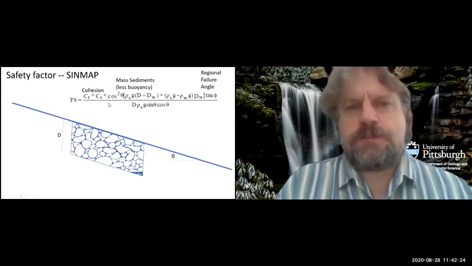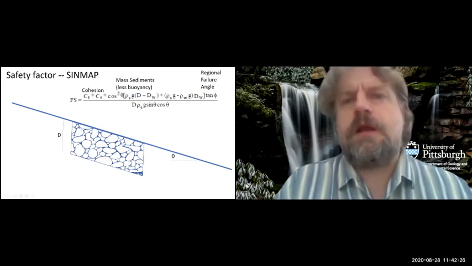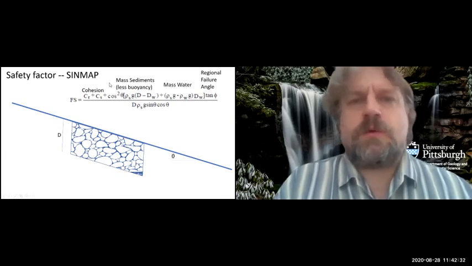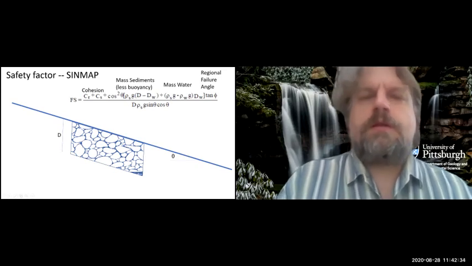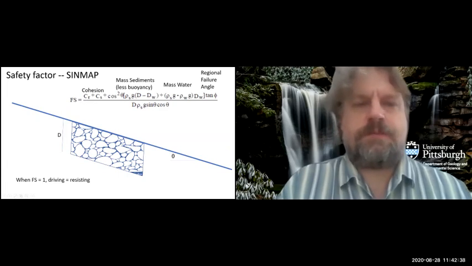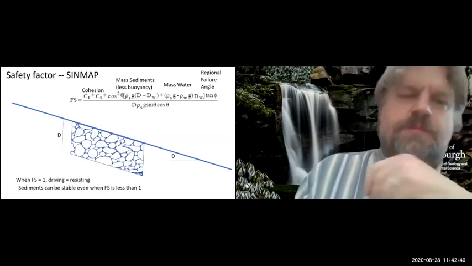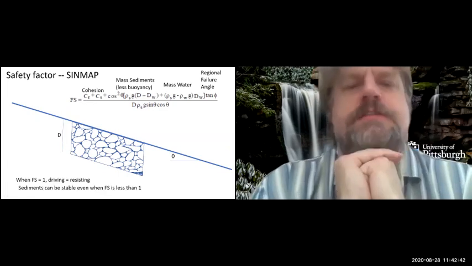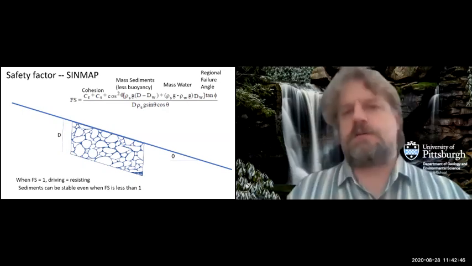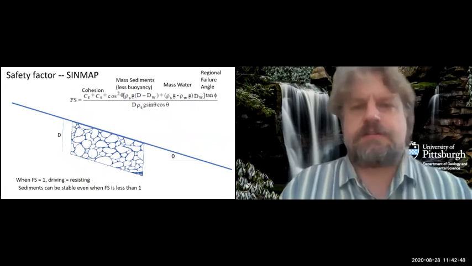You can see, I told you we needed to do this for the trigonometry, the density, less the buoyancy, the mass of the water. So this is what's holding the sediments. This is what's driving the sediments. So when you have a 1, you're about the same. The problem with this is you can be quasi-stable. These things can sit with a factor of safety much less than 1 for a very long time because it takes a little jostling to move them.